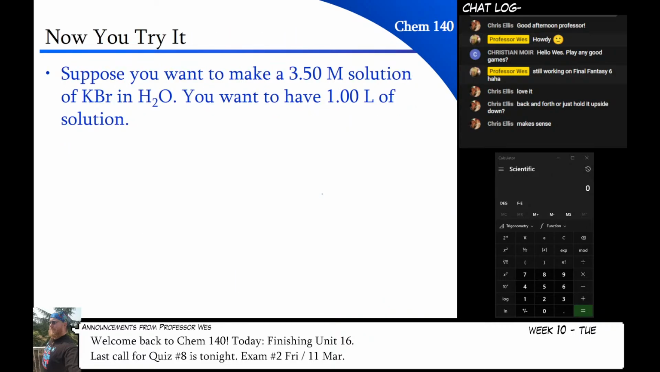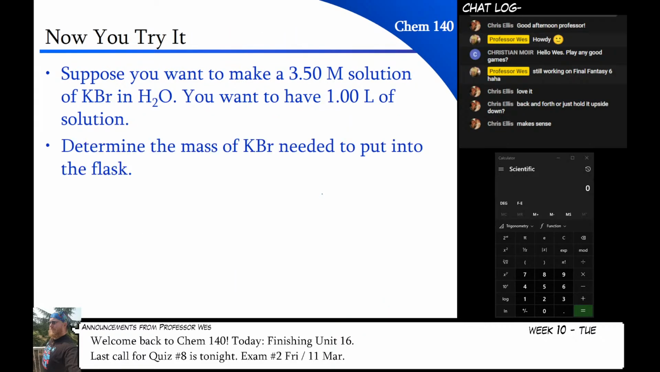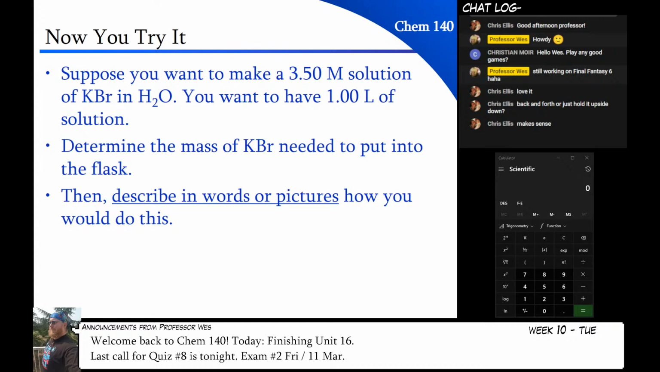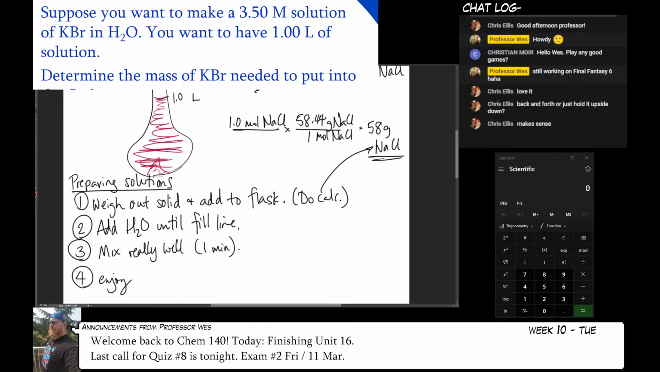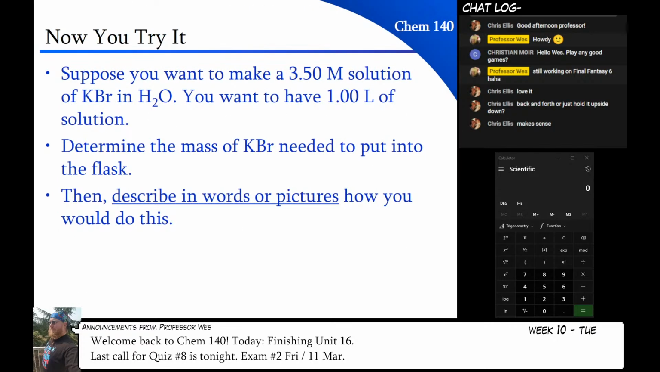All right. So what I want you to do now is tell me how to make this solution here. Instead of 1 molar solution of NaCl, I want 3.50 molar KBr. I still want a liter. I want you to tell me how much you want to put in the flask, and then draw out a procedure using the 3-step plan that I showed you over here for this specific solution.